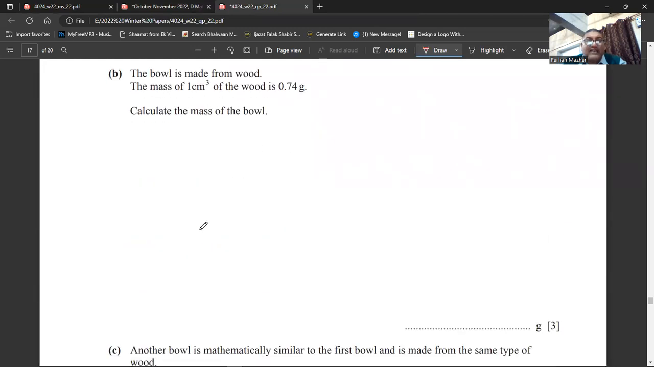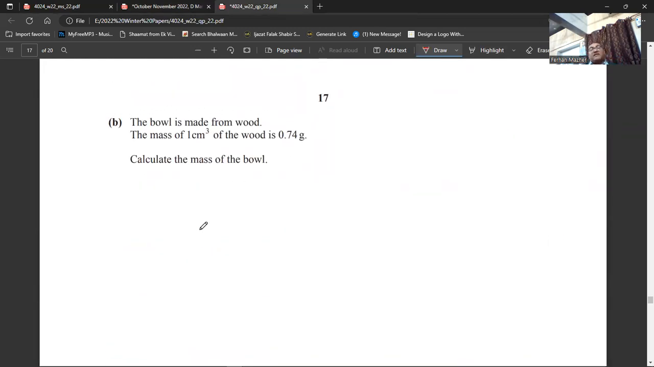Okay, the B part: the bowl is made from wood. The mass of 1 centimeter cubed of the wood is 0.76 gram. So the density of the wood is basically given to you. The density is 0.74 gram per centimeter cubed. So this is the density which they have given.